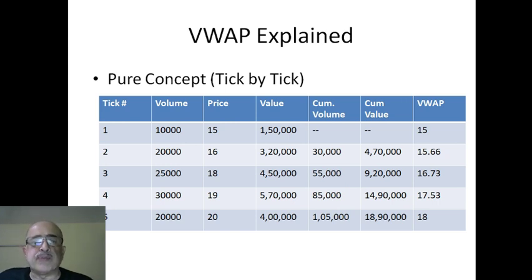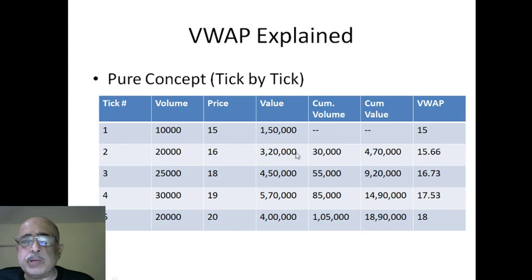So let's say the first tick is 10,000 volume at a price of 15 of any stock, and the value is 1,50,000. That's 10,000 multiplied by 15. There's no transaction before this, so your VWAP is 15. Now the next tick is 20,000 volume at a price of 16. Now notice the price has gone up, 15 to 16. 20,000 into 16 is 3,20,000.